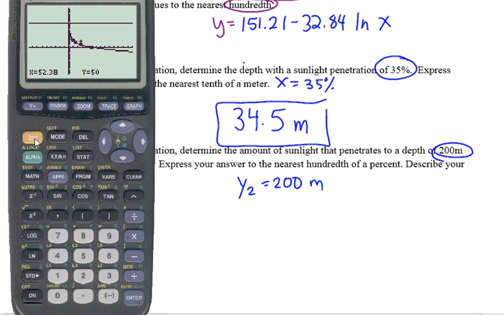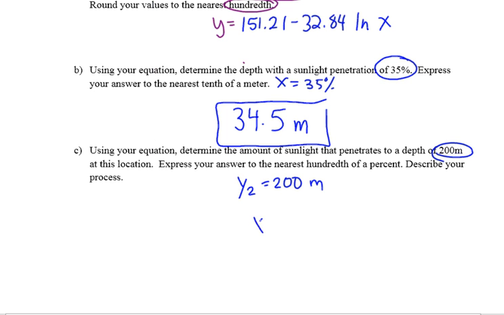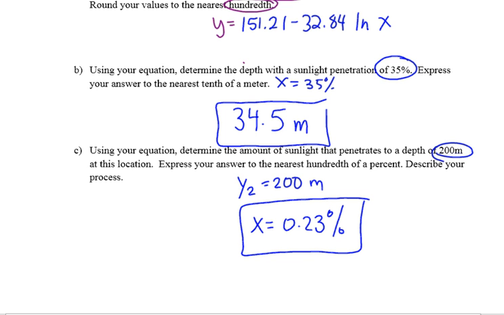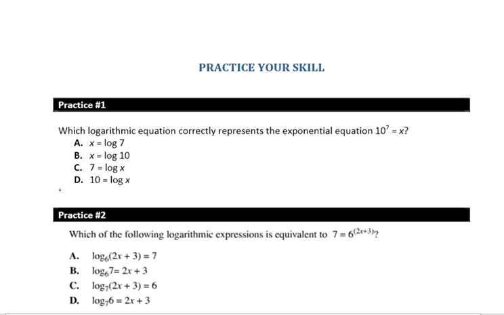Now you can go second trace 5, do your intersect. And our value, to the nearest hundredth, 2 decimal places, is what? 0.23%. So almost what? Almost 0, which makes sense, right? Almost no sunlight. Okay, so that's it for the logs portion.